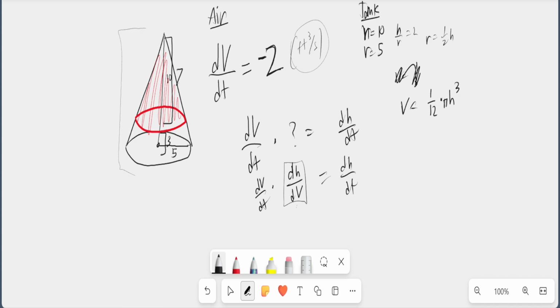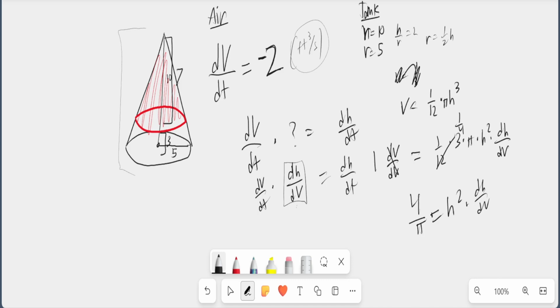There we go. Okay. And instead of taking the derivative with respect to time, we can find dh dv, right? We can take the derivative of all this with respect to volume. So dv is equal to 1/12 times 3 times pi times h squared times dh dv. This becomes 1, and this becomes 1/4. So 4 over pi is equal to h squared dh dv.